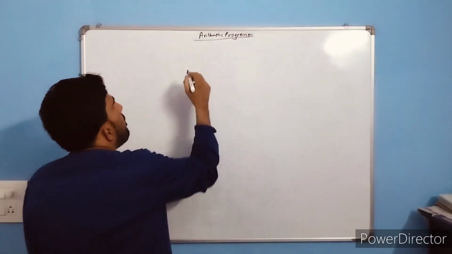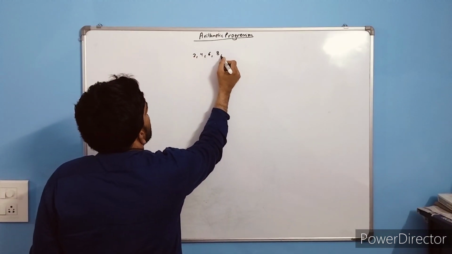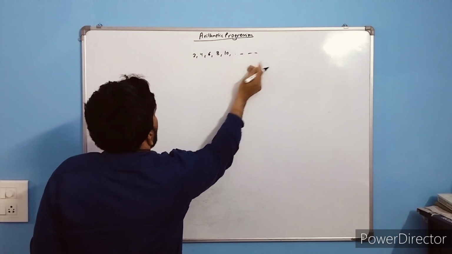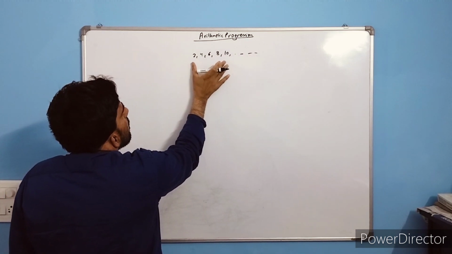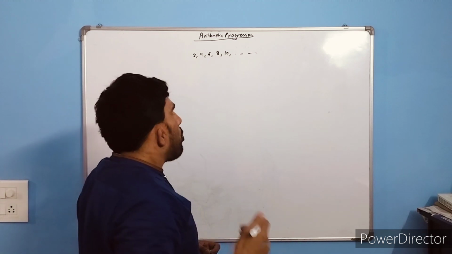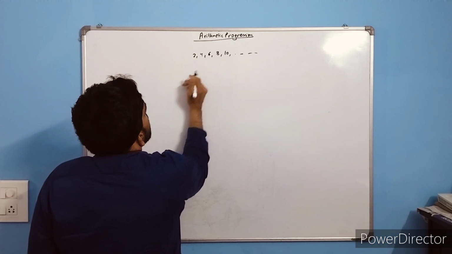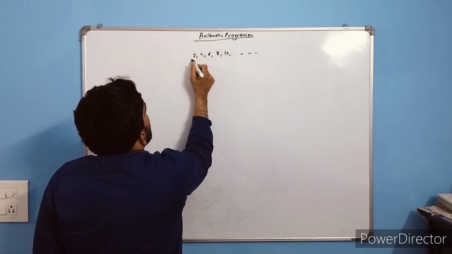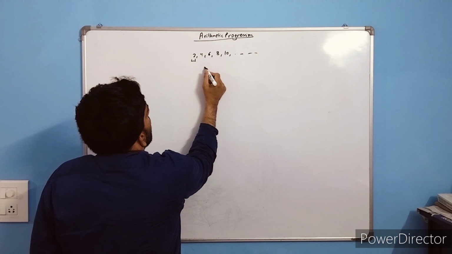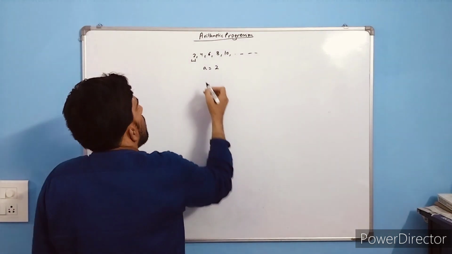I will write one sequence: 2, 4, 6, 8, 10. Okay, I write the sequence. This is a sequence, and we'll see if it is in AP or not. How to find? First we have to find two things in these. First one is the first term. A is given as 2. Now we'll find D, the common difference.